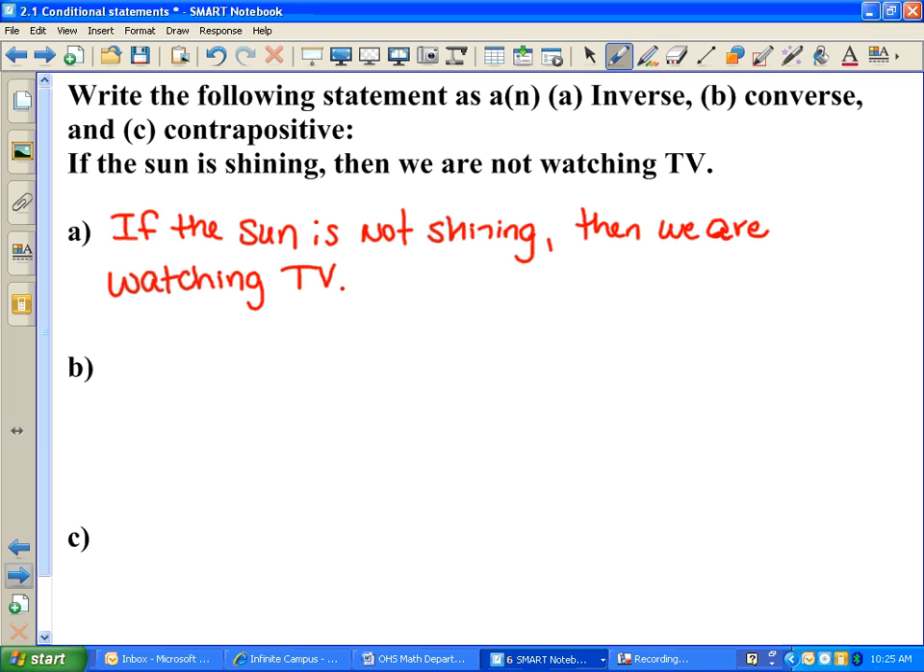Very good. All right, part B says converse. Converse is what? Just switching what? Good, the original one, the hypothesis and conclusion. So if we are not watching TV, then the sun is shining.